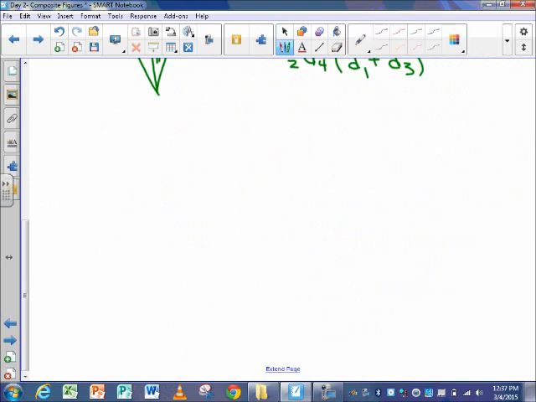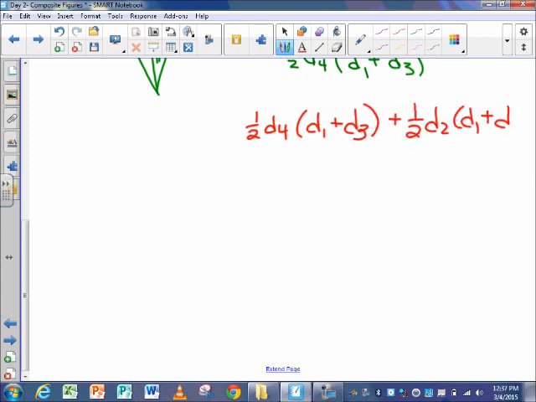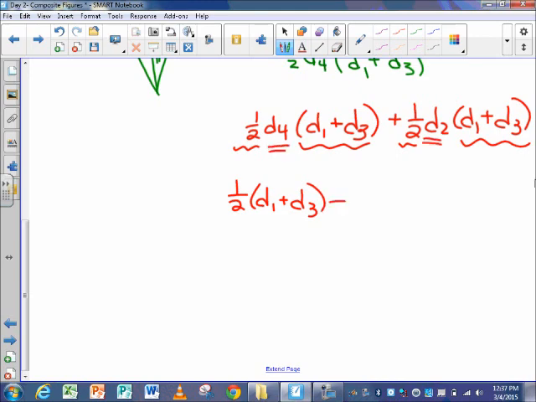So I now have 1/2 D4 times D1 plus D3 plus 1/2 D2 times D1 plus D3. And if anybody remembers grouping from last year, yes, I said last year, you still need to remember all your algebra stuff. I can now pull out another GCF of 1/2 D1 plus D3, which will leave me with D4 plus D2. D1 plus D3 was our horizontal diagonal. D4 plus D2 is our vertical.